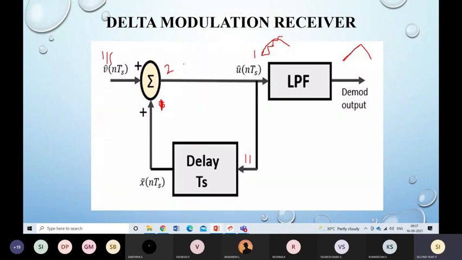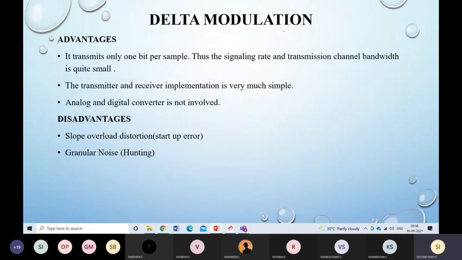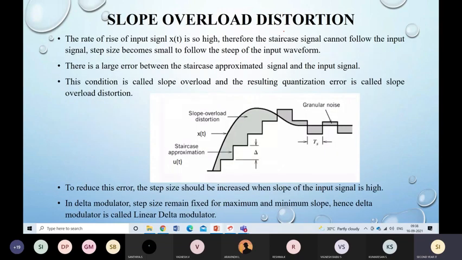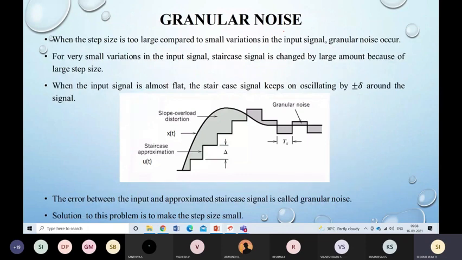It just checks whether the input is increasing or decreasing, whether it is positive or negative. If it is positive, it will increase. If it is negative, it will decrease. So this is the receiver part of your delta modulation. To vary your step size, we are moving to adaptive delta modulation.